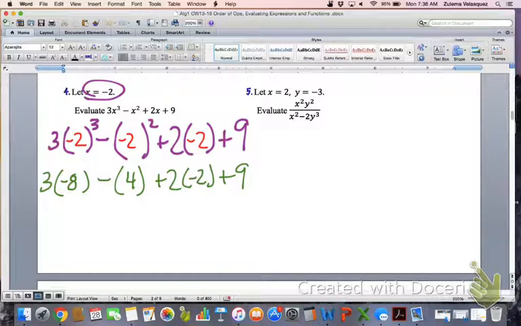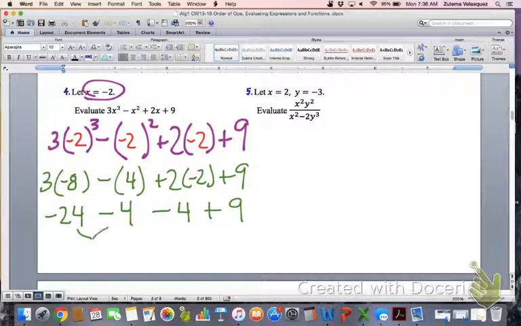3 times -8 is -24. A negative times a 4 is just -4. We just drop the parentheses there. There's not much to do. 2 times -2 is -4. And bring down our 9. Now we just subtract and add from left to right.